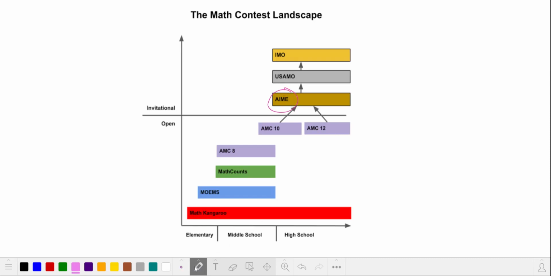Earning an AIME qualification is really nice to have on your college applications, but if you come close and not quite make it, that's okay too. It's still considered a respectable score and you should definitely include it.